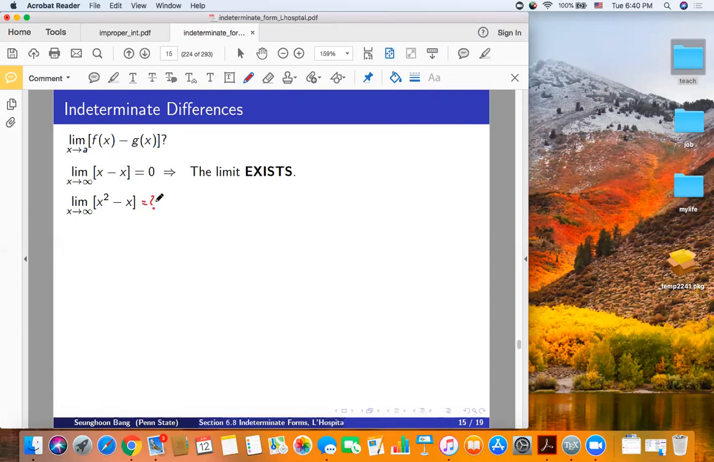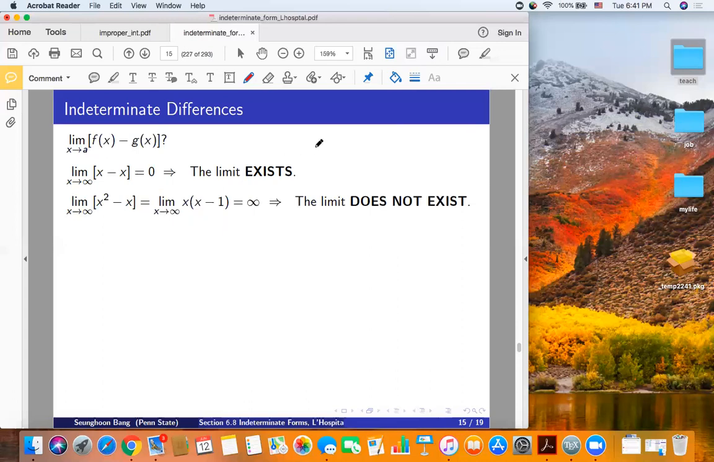Do you have any idea? Limit of x squared minus x. What is the answer? Do you know? It is infinity minus infinity, right. You can factor out x. So what happens? The x value approaches positive infinity, and x minus 1 also approaches positive infinity. Infinity times infinity is infinity. That's it. The limit does not exist.